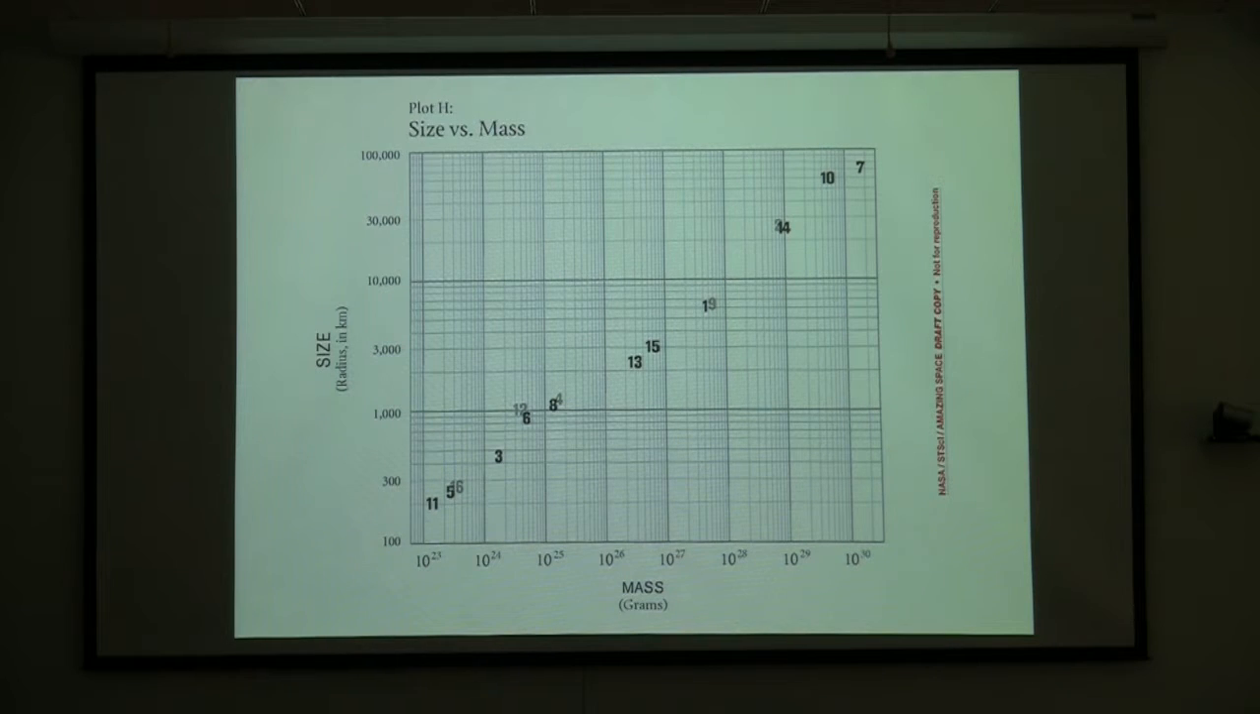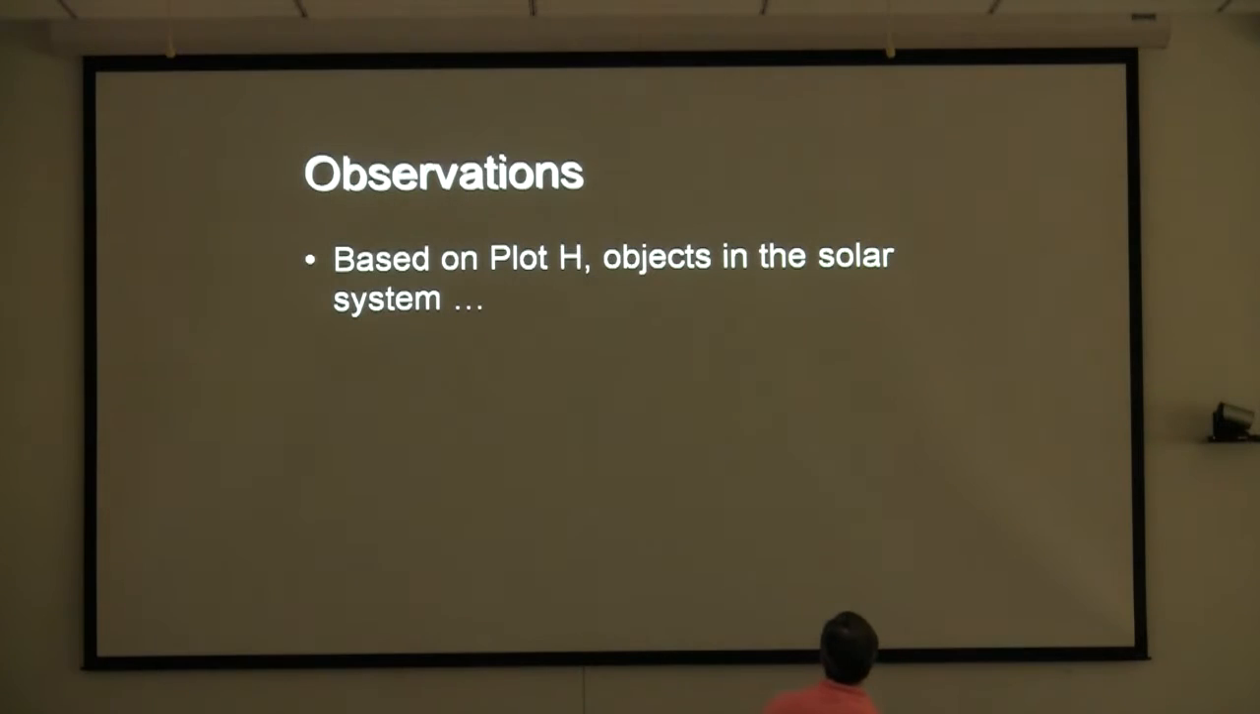And how accurate or precise do you think this estimate would be? Relatively good, because there's not much scatter along this line, right? So, observation based on plot H: objects in the solar system.